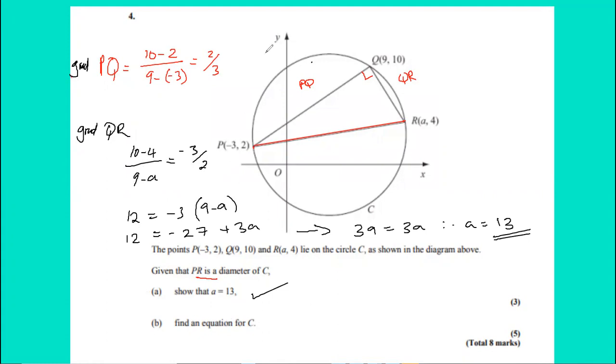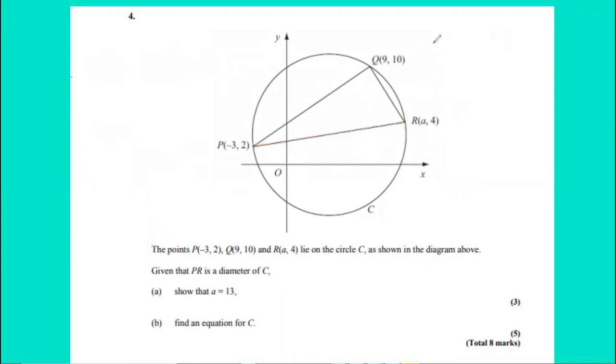Part B is asking you to find the equation of C. So we're going to need to do a little bit of work here. The first bit is that we know that a is equal to 13. So even if you didn't know how to work out part A, you would still know that the coordinate of R is (13, 4), because it was a show-that question. I'm just going to clear my working out to make a bit more space here. That's (13, 4).